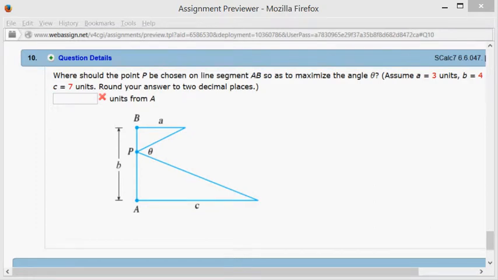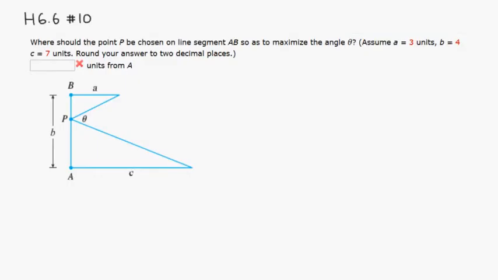Problem number 10, right? So we have, let's say A is given to be 3, so I'm going to just start giving values here. So A is equal to 3, and B is equal to 4, so this is 4 right there, and C is 7.